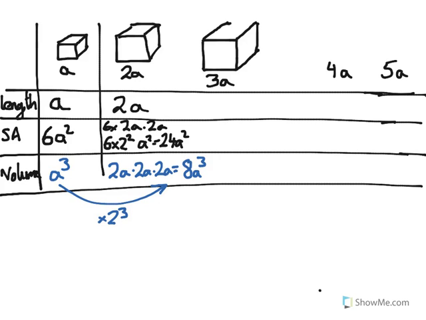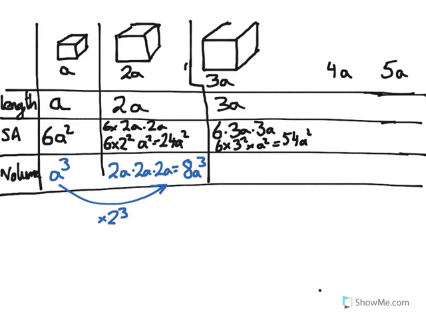Are we going to see the same pattern when we look at the length 3A? We would expect to see the same pattern. The length now is 3A. The surface area is going to be 6 times the length. Each of the lengths are 3A, and we've got 2 of them. So our expression for surface area is going to be 6 multiplied by 3 squared multiplied by A squared. 3 squared is 9. 9 sixes are 54. We're going to get 54 lots of A squared.